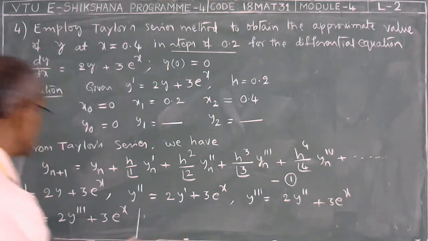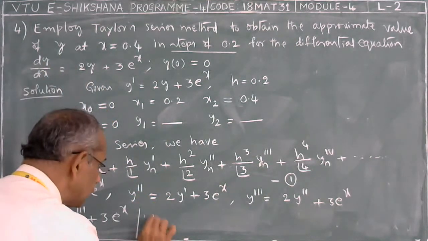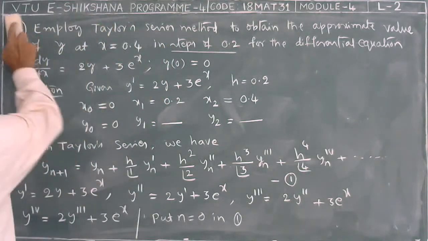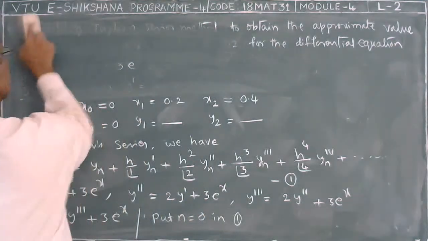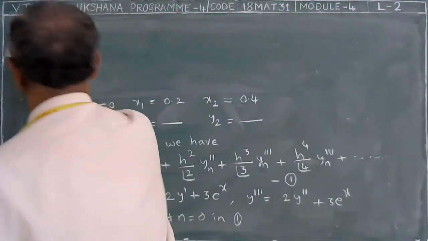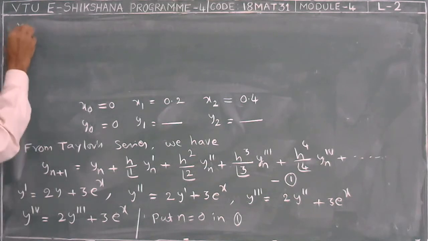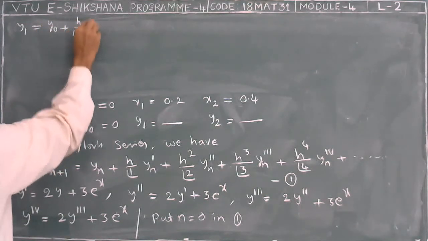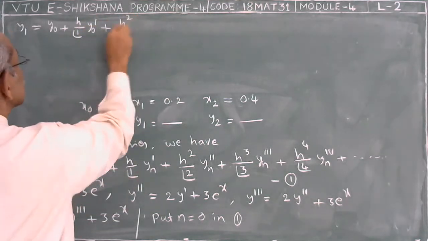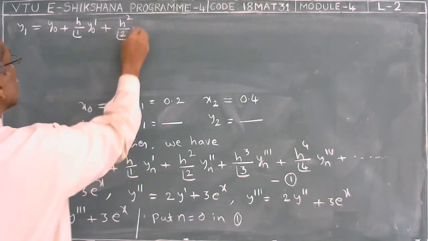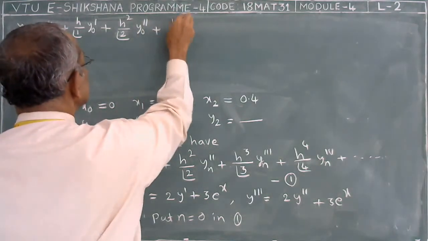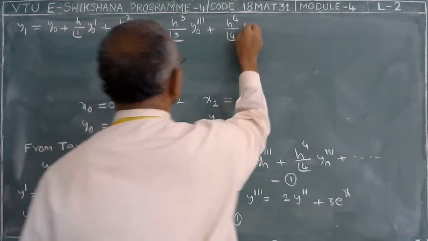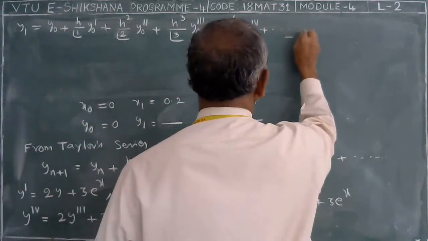So now let me calculate. I want to find y1 first, so I will put n equal to 0 in equation 1 to get y1. Then y1 will be y naught plus h divided by factorial 1 y naught dash plus h square divided by factorial 2 y naught double dash plus h cube divided by factorial 3 y naught triple dash plus h power 4 by factorial 4 y naught fourth derivative. Call this equation number 2.